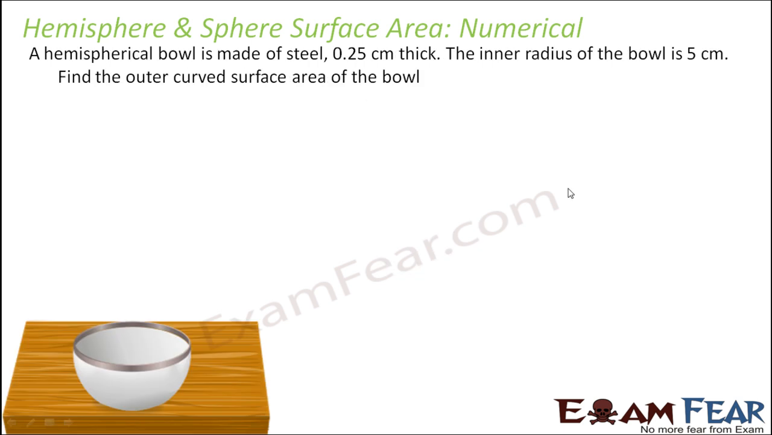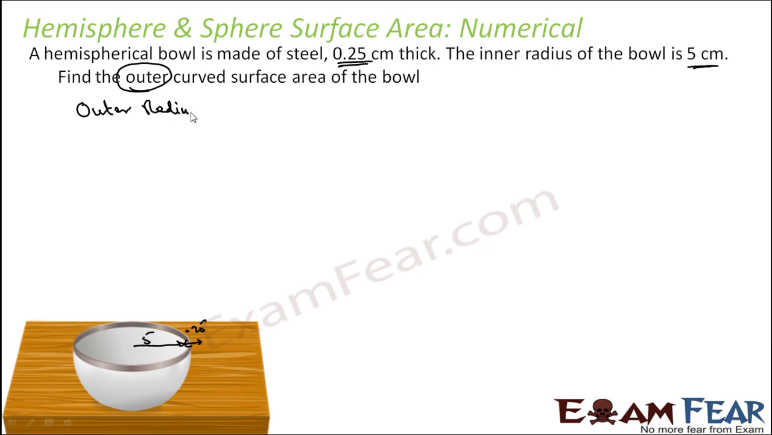So in this question, a hemispherical ball is made of a steel of some thickness 0.25 centimeter thick. The inner radius of the ball is given. We have to find the outer curved surface area. So if you see, inner radius is given, that is 5, and there is some thickness 0.25. We have to find the outer curved surface area. So for that, we have to find outer radius first.